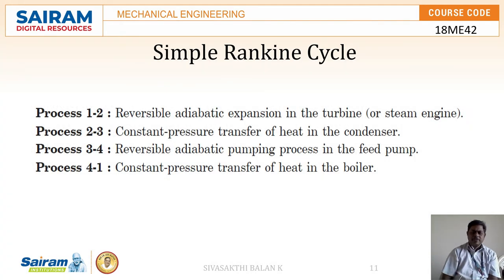The four processes of a simple Rankine cycle are: first, process 1 to 2 is a reversible adiabatic expansion in the turbine or steam engine. The second process is constant pressure heat transfer in the condenser, where heat is transferred from the system, from the liquid, to the surroundings. The third process is a reversible adiabatic pumping process in the feed pump, and the final process is a constant pressure heat transfer process in the boiler, where heat is added to the system.